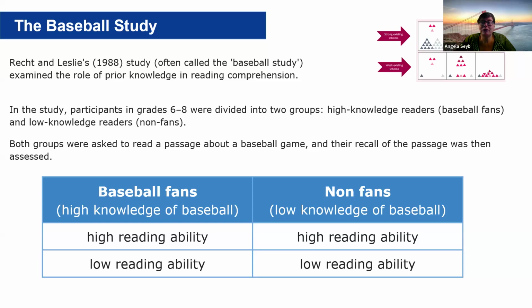Both groups of students were asked to read a passage about a baseball game, and then they were assessed on their ability to recall or process information in the context of that. Now, probably not much of a guess about which students are likely to do best in that reading comprehension. So the ones that came out on top were the students that had high reading ability, could process that piece of text really well, and also were knowledgeable about the topic.